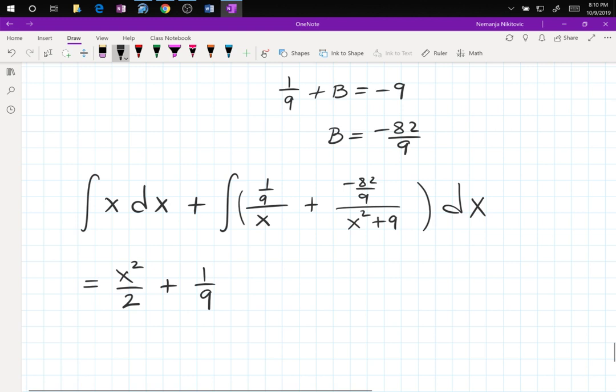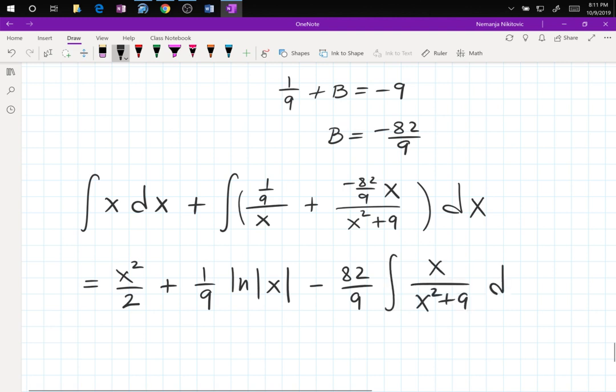1 over 9. What happened? Over x, yes. Thank you. That will mess everything up. Yep. Holy nightmare. ln absolute x, and now minus 82 over 9 integral of x over x squared plus 9 dx.